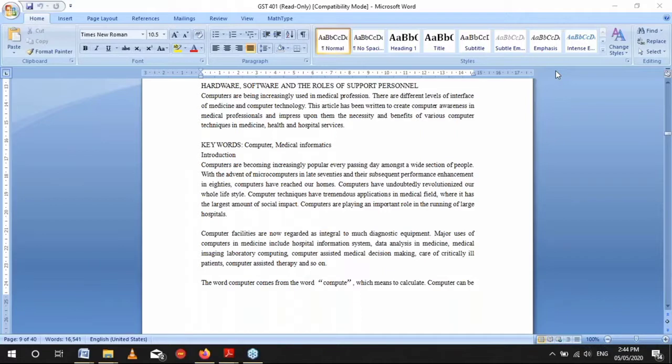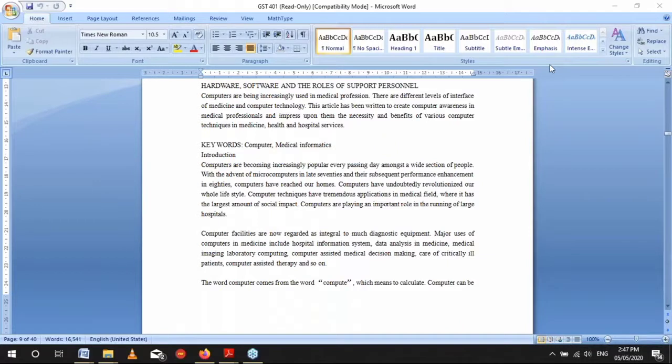So when we are talking about computer, in medicine, including hospital information system, data analysis in medicine, medical imaging, laboratory computing, computer-assisted medical decision making, care of critically ill patients, computer-assisted therapy are areas where we can make use of computer. Very useful in those areas.